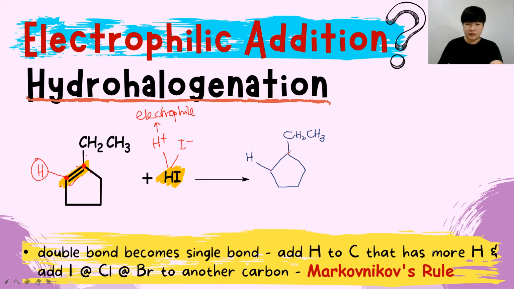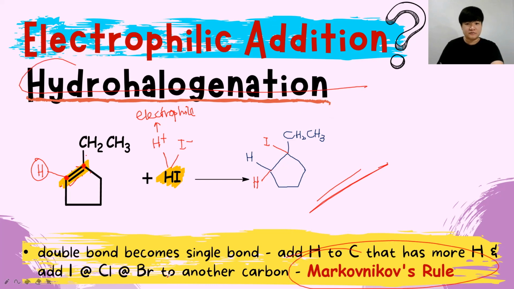A new friend is added to the carbon that was holding the double bond just now. The carbon that has more hydrogen will get H plus, and the other carbon will get I minus, your I. Simple, easy. And that is your hydrohalogenation according to Markovnikov's rule.